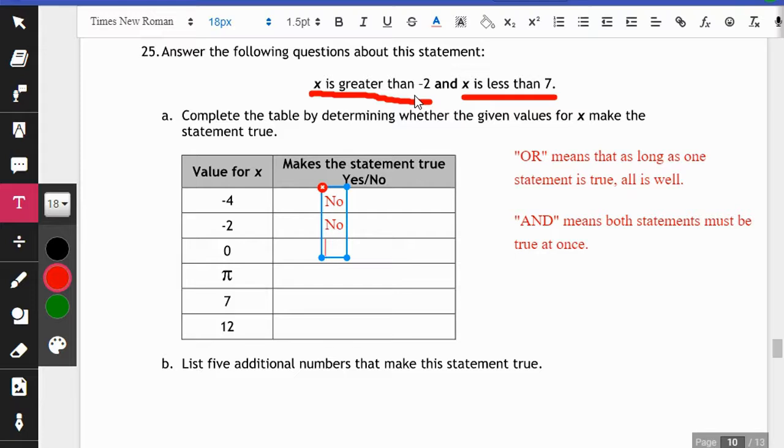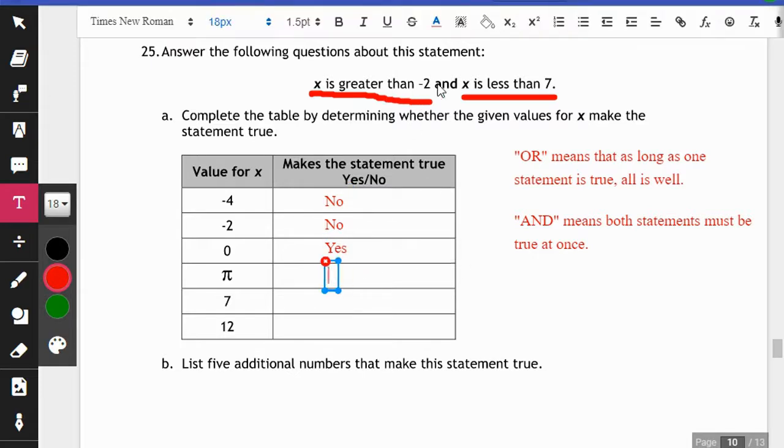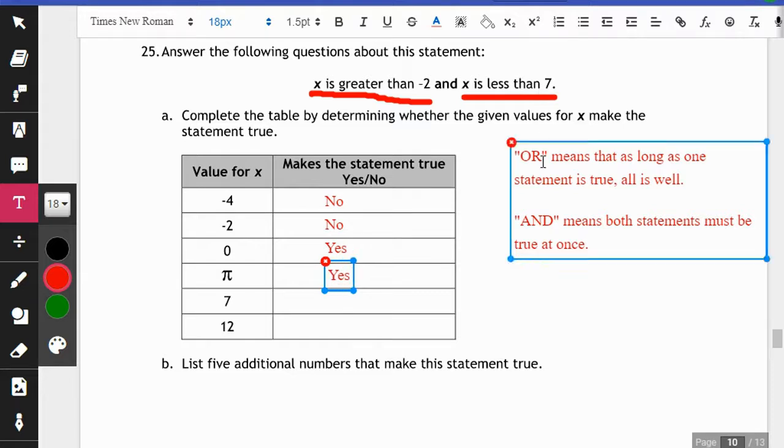How about 0? 0 is bigger than -2. 0 is less than 7. It's both. That's what I want. I want a number that's both of those things at once. How about pi? Pi is greater than -2. It's less than 7. Yes, that works.